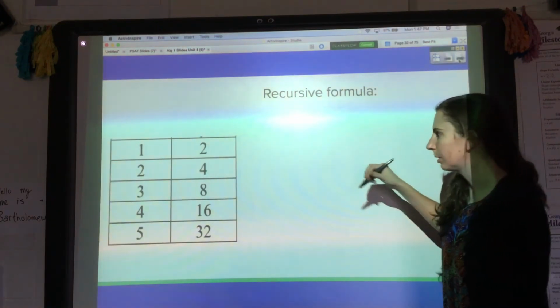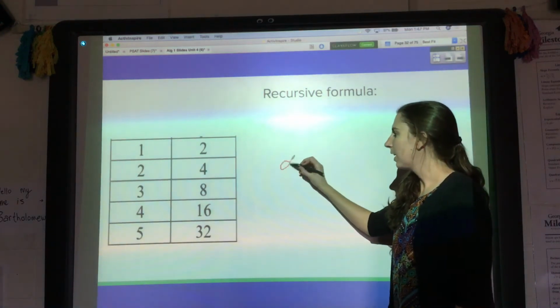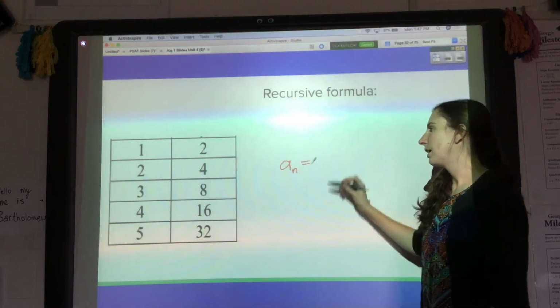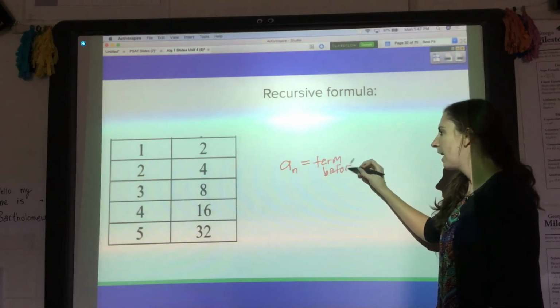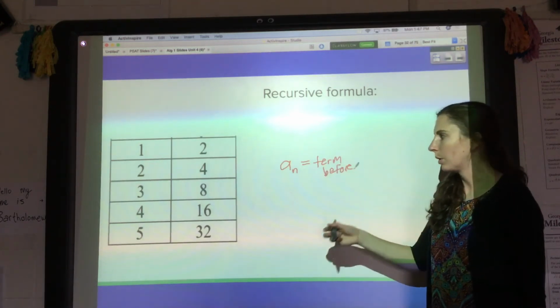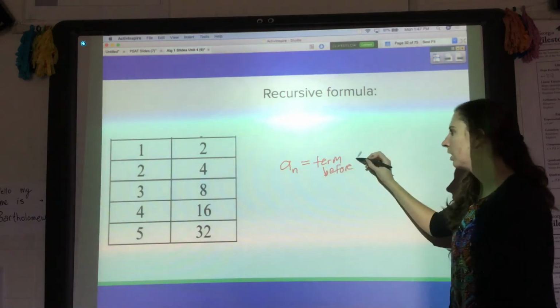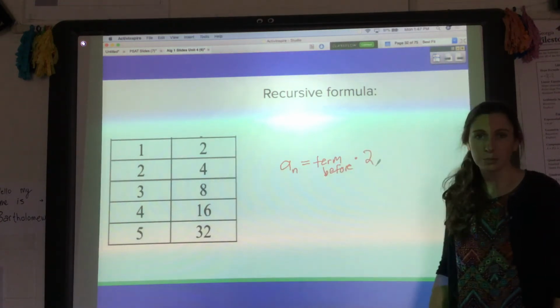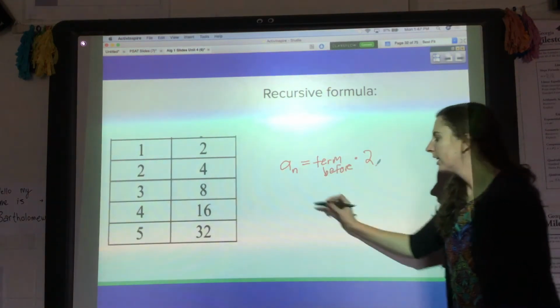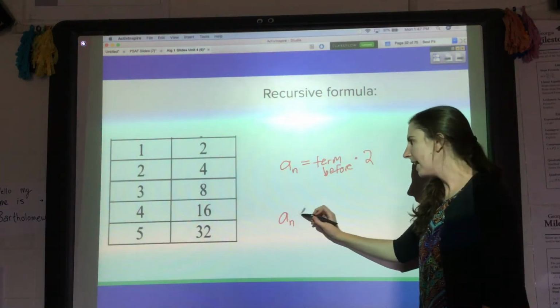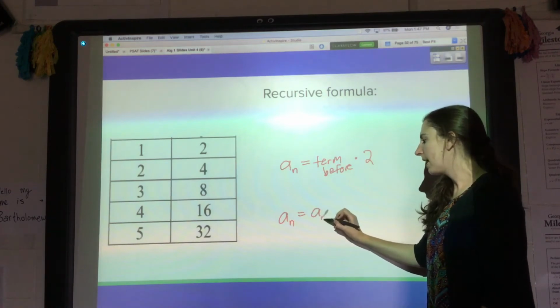A recursive formula looks like this. It says, if I want to know a term, I just take the term before it, and then I multiply by 2, so times 2. That's pretty much it. There's a slightly mathier way to say the term before it. If this is a_n, then I want a_(n-1).